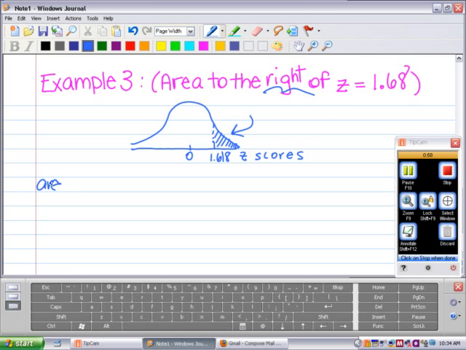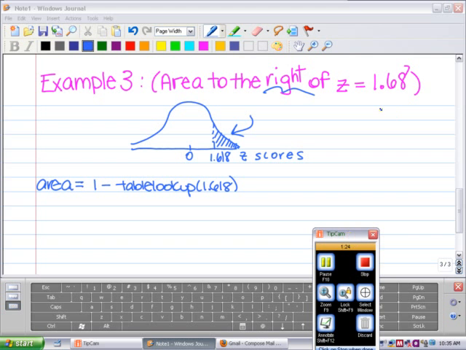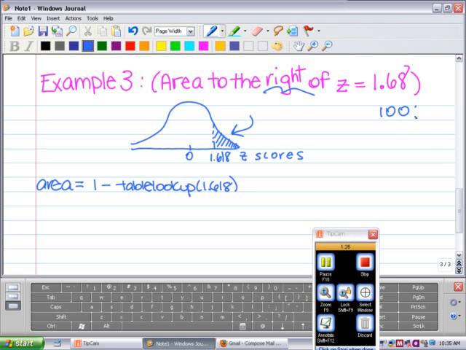Now before, we would just look up to the z-score we're given, and it'll tell us the area. But that only works when we want area to the left. So what we're going to have to do this time is subtract whatever we're looking up in the table from 1. So just think 1 is like 100%, and that's how much is underneath the entire curve.